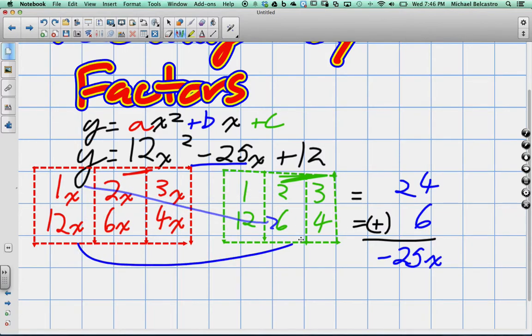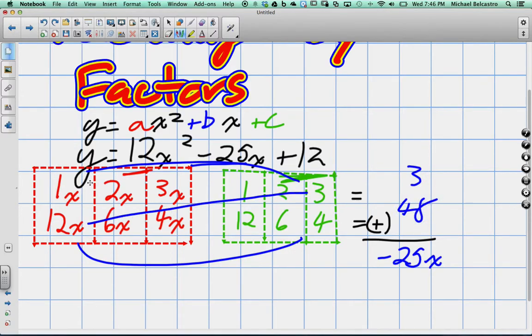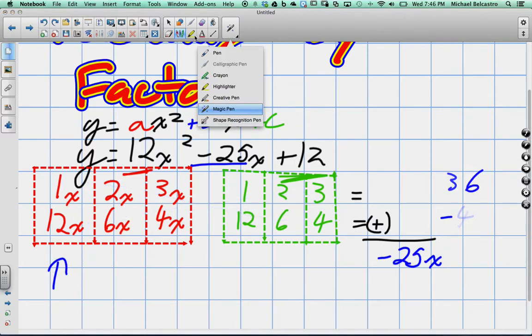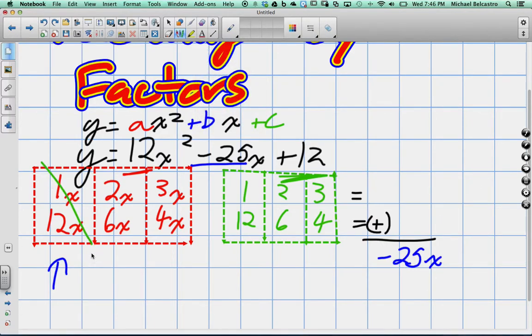And then we go to the last one, 4 and 12, 1 and 3, that's 3 and 48, didn't work. 12 and 3, 1 and 4, that's 4 and 36. And even if we subtract that, it doesn't work. So what we just discovered is that red column there doesn't work. Obviously it's not going to be one of our factors, so I can kind of cross that out. Okay? Now I go to my next set.